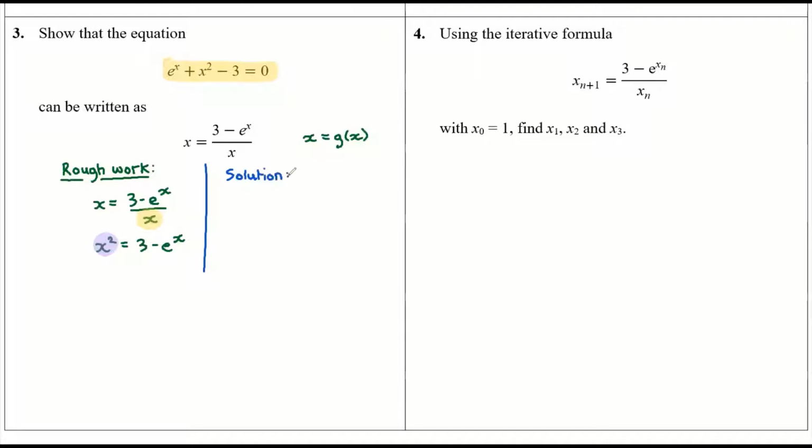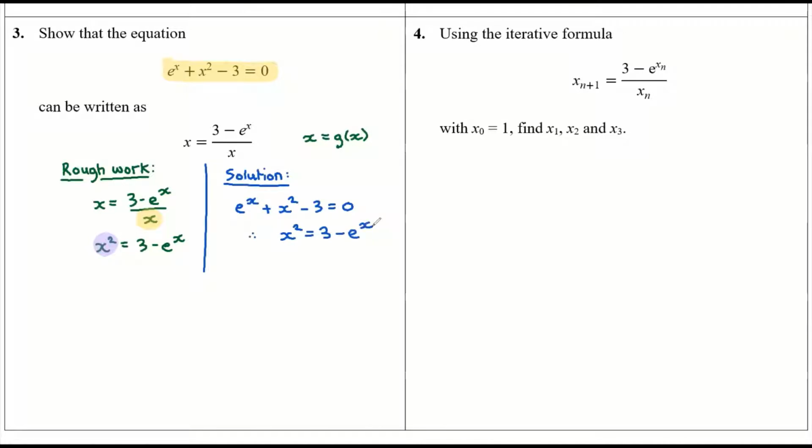So I'm just distinguishing between what I consider to be rough work and what is the actual solution that, if I was being assessed, I would want to be marked. Okay, so we write out the equation: e to the x plus x squared subtract 3 is equal to 0. I've just discovered from my rough work that I need to make x squared the subject. So let's leave the x squared where it is, and I'm going to add 3 and subtract e to the x from both sides.